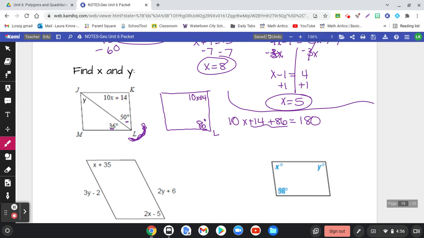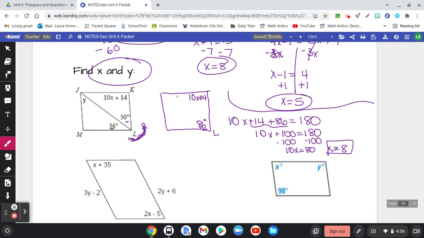So when I combine those, 10x plus 100 equals 180. Subtract 100. 10x equals 80. Divide by 10 to get x equals 8. And it does want us to just find x and y. But sometimes if you have extra lines in there, it's not as easy to see that relationship. So you just need to know that these always add up to 180.